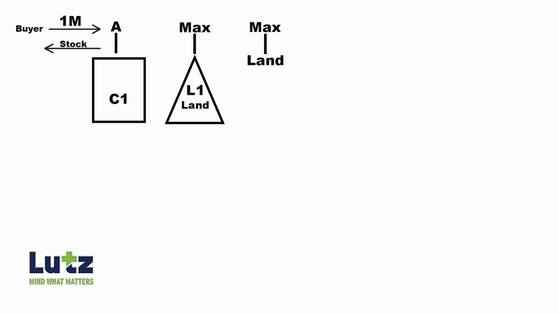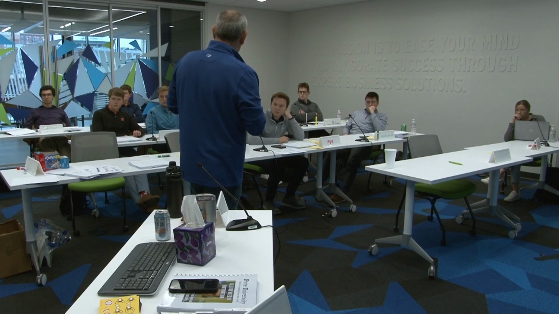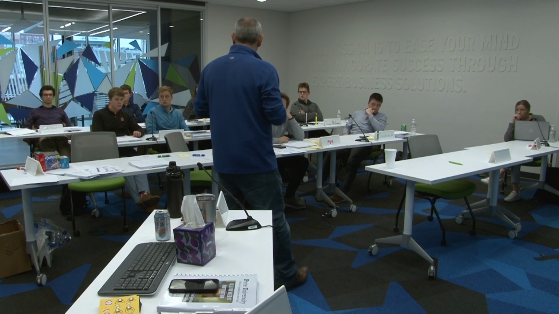A and buyer enter into a contract to sell C1 stock. They execute on the contract, and A gets $1 million, and A transfers C1 stock. Do we have a stock sale or do we have an asset sale? Stock sale. It's a stock sale.